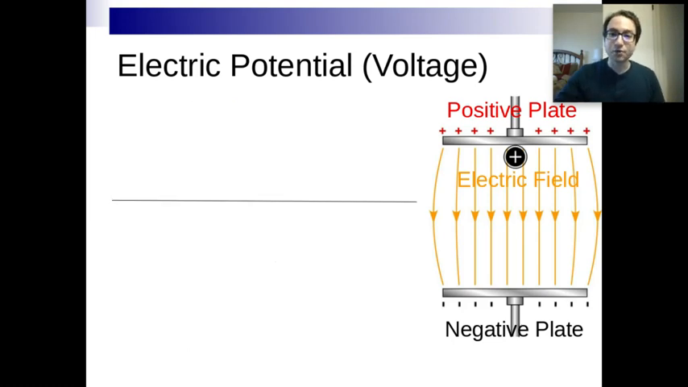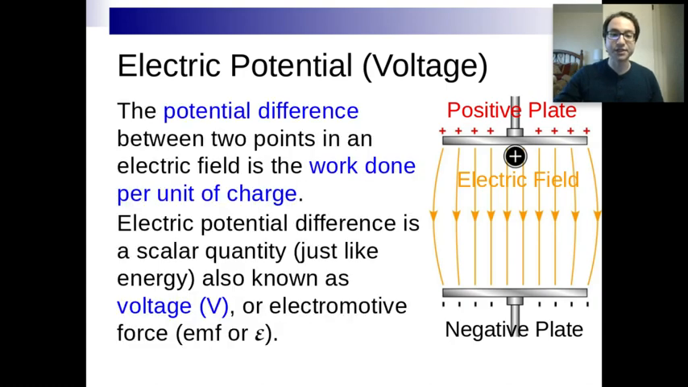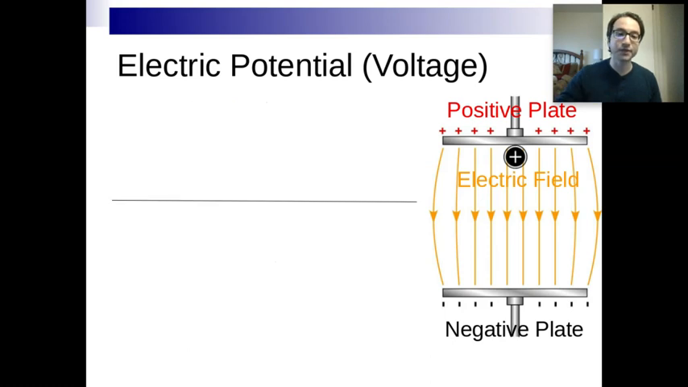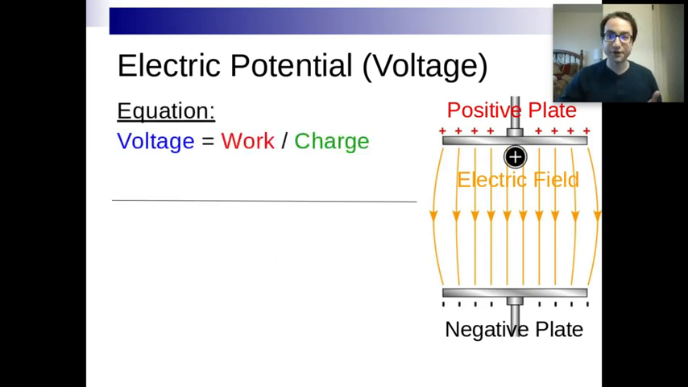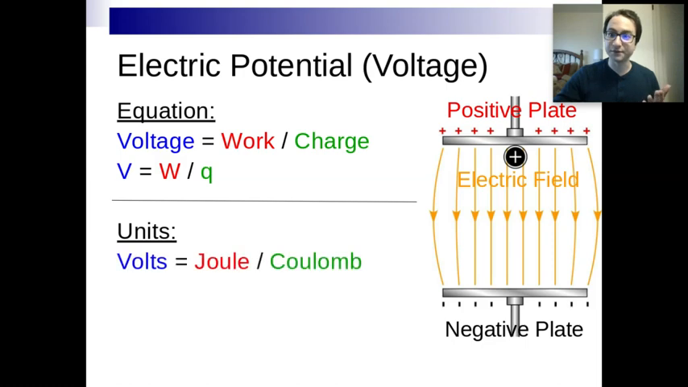So let's take a look at the equation for voltage. Again, the definition is it's the work done, the energy used per unit of charge. So the equation is, again, voltage equals work divided by charge. So abbreviated, it's V equals W over Q. As far as the units go, the units for voltage are conveniently volts. The units for work or energy are joules, and the units for charge are coulombs. And again, the abbreviation for those three units are V for volt, J for joule, and C for coulomb.